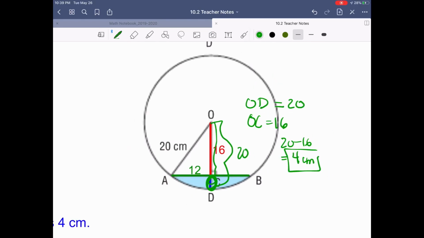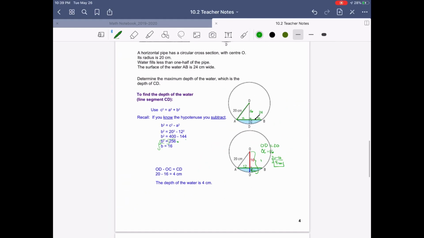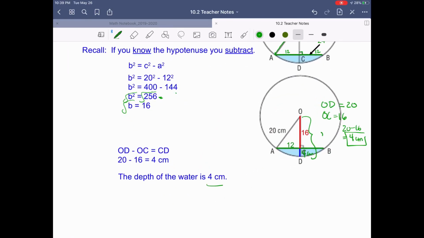Okay, which makes sense if you look at it. So if this red part is 16, the blue part has to be 4 in order to make the whole radius 20. Okay, so the depth of the water is 4 centimeters.